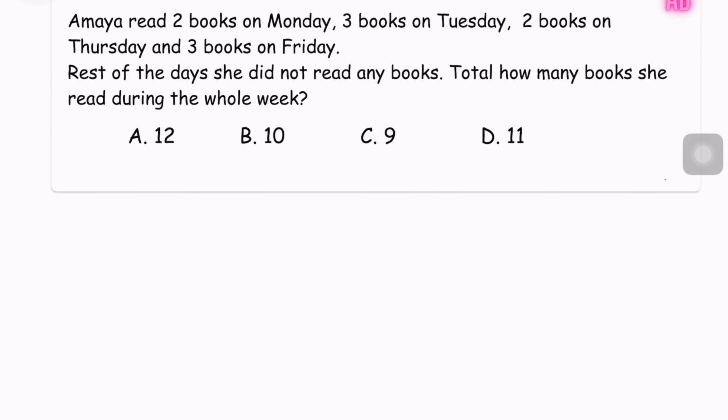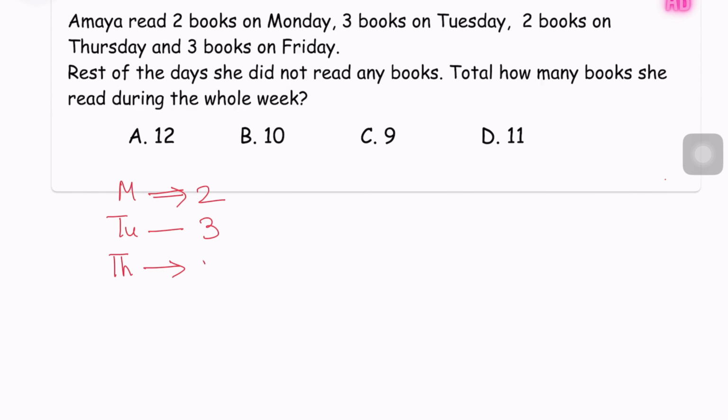Okay, so here is the next question on your screen. This is again a Maths Olympiad question, and let's do this question together. Amaya read 2 books on Monday, 3 books on Tuesday. While I'm reading, let's keep on writing also. So Monday, she read 2 books. Then she read 3 books on Tuesday. Wednesday, there are no books.